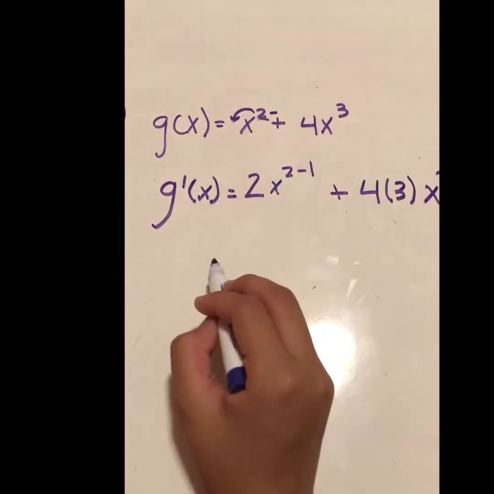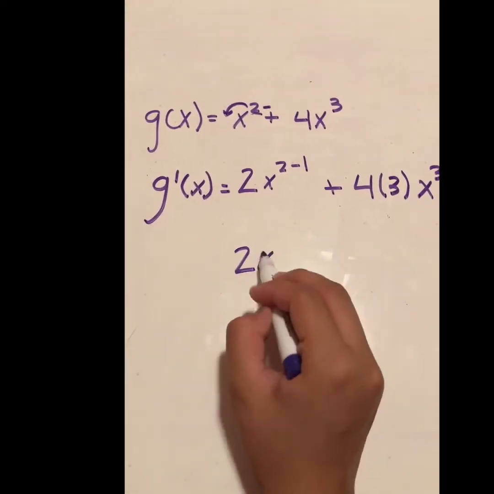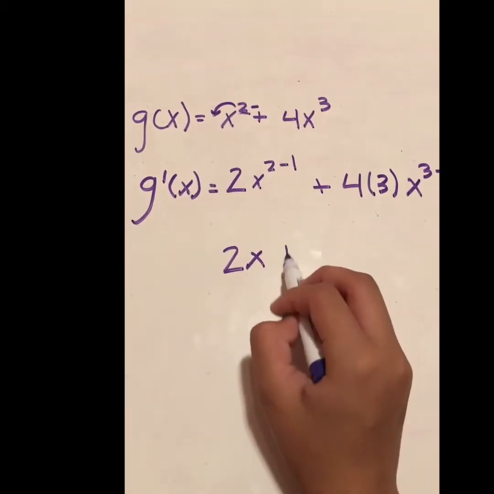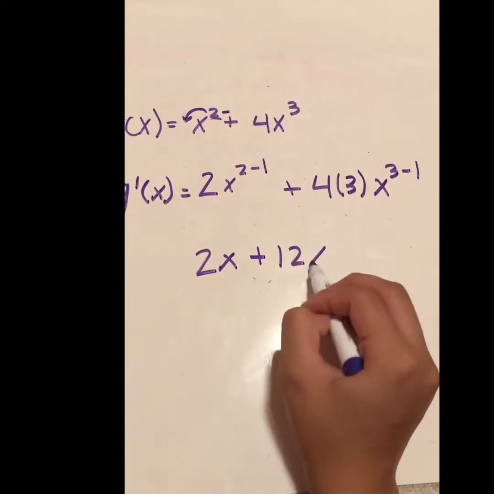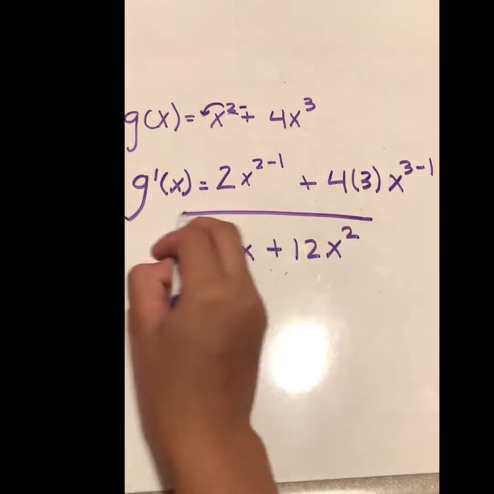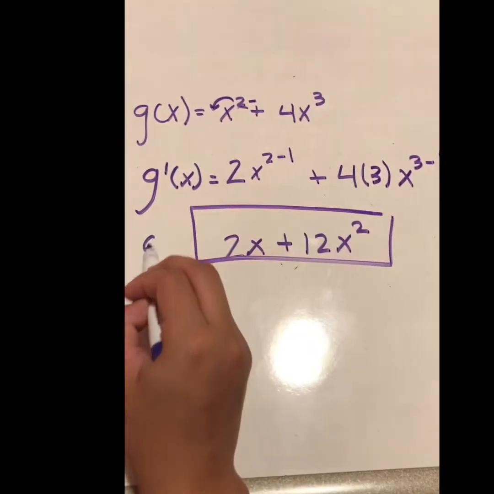Now when we simplify, we're going to have 2x^1, so this can just be invisible, plus 12x squared. And this is going to be our new derivative of the function g of x.